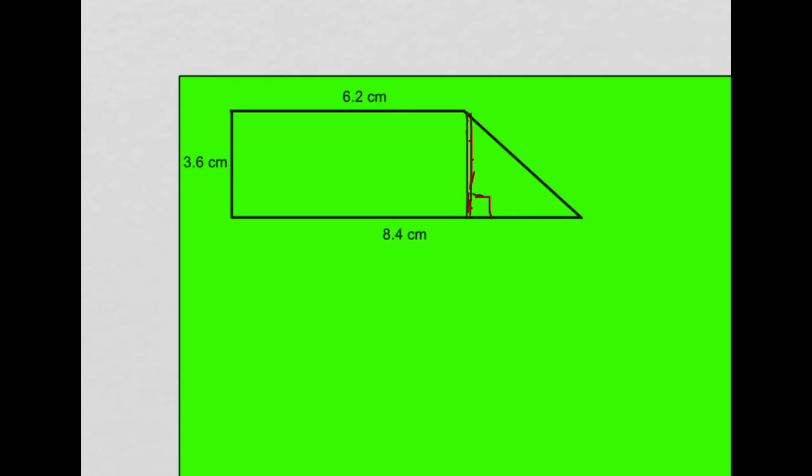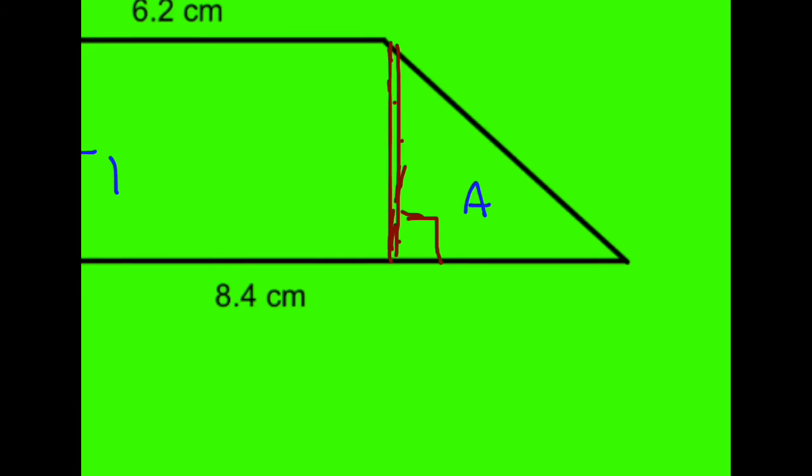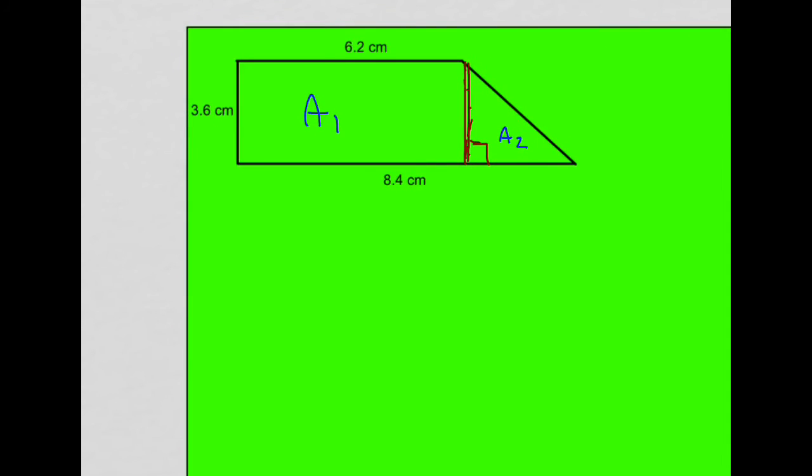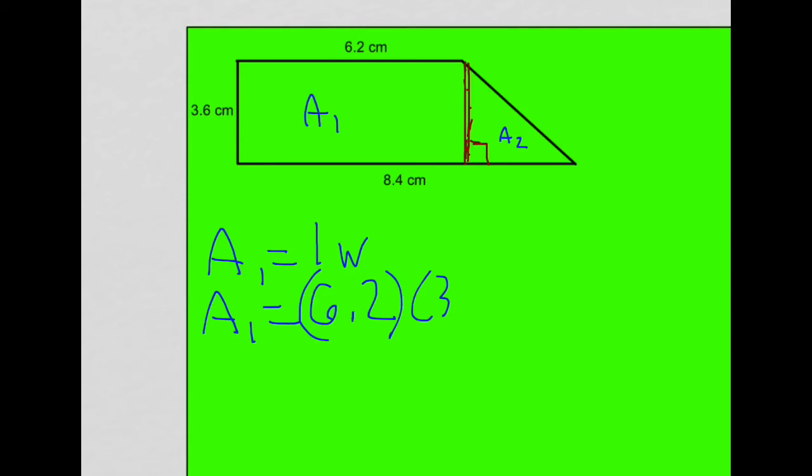I'm going to call this part A1 and the triangular part A2. So I have a rectangle and a triangle now. Now the rectangle, I need a length and a width to calculate the area. Well, the length is 6 2/10. The width is 3 6/10. So there we go. I can calculate that. A1 equals length times width. A1 equals 6 2/10 times 3 6/10.